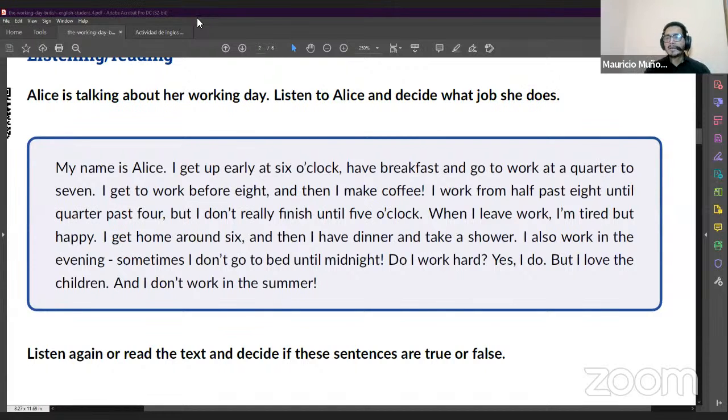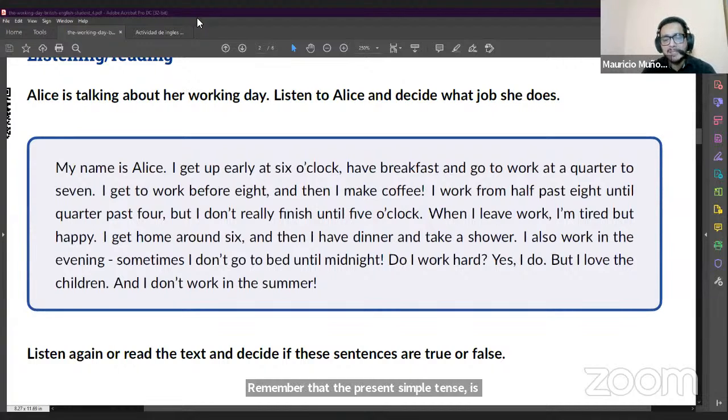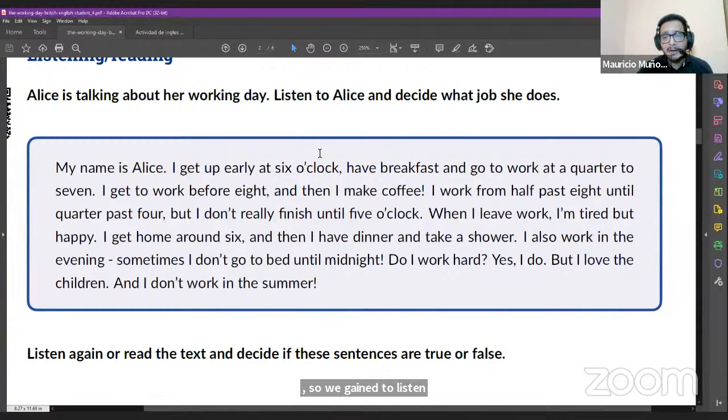Okay, now it's time to practice listening. You are going to listen to this part about Alice. Alice is talking about her working day. Remember that the present simple tense is used to express or describe our daily activities. As somebody said, I don't remember who, it was a girl, the present simple is to describe routines. So we're going to listen and then carry out this activity. Give a minute, please.